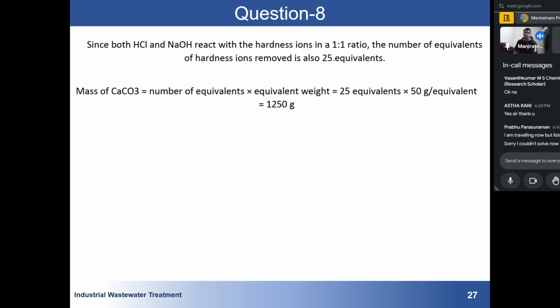Now we know the equivalent of hardness. Then we multiply it by the equivalent weight. The molecular weight of CaCO3 is 100 gram per mole, and because it has a valency of 2, as in Ca2+, its equivalent weight is 100 divided by 2, that is 50. Then we will have the mass of carbonate as 1250 gram.